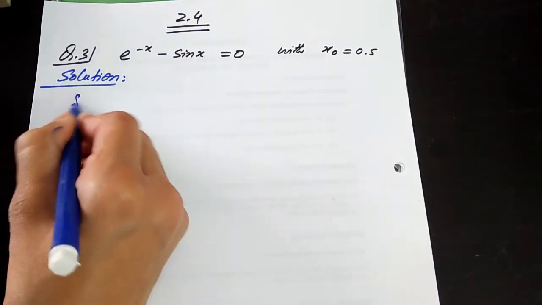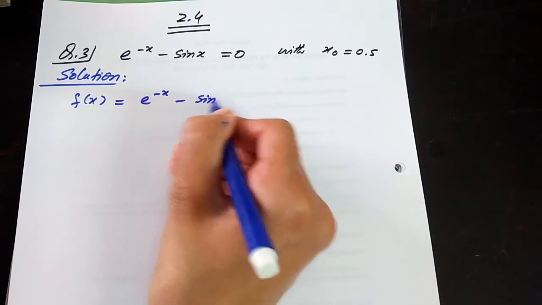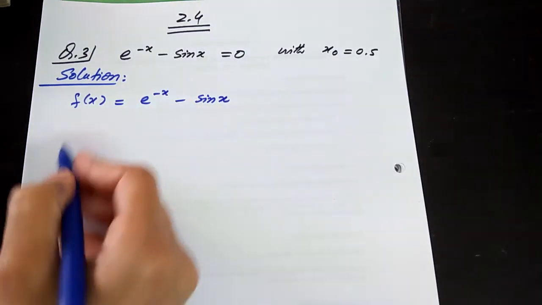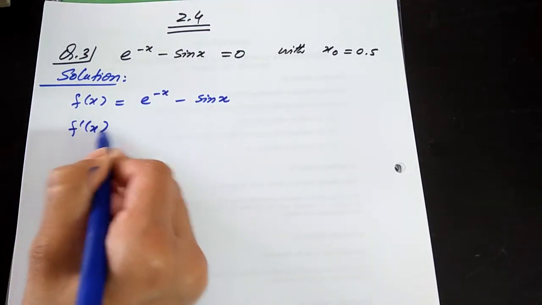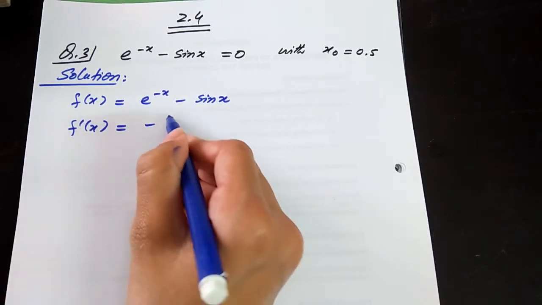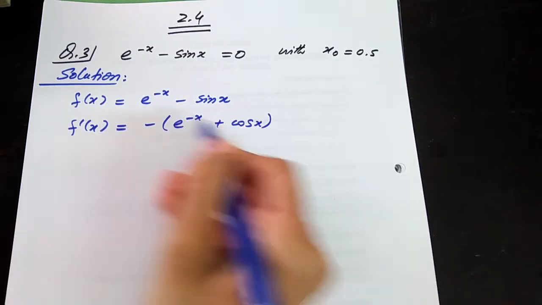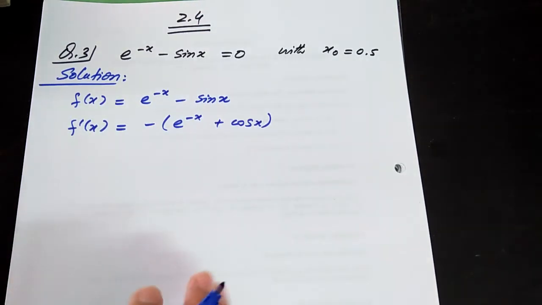our function given here is f of x equals e raised to power minus x minus sine of x. Take its derivative. The f dash of x will be equal to minus e raised to power minus x plus cos of x. This is the derivative answer here.